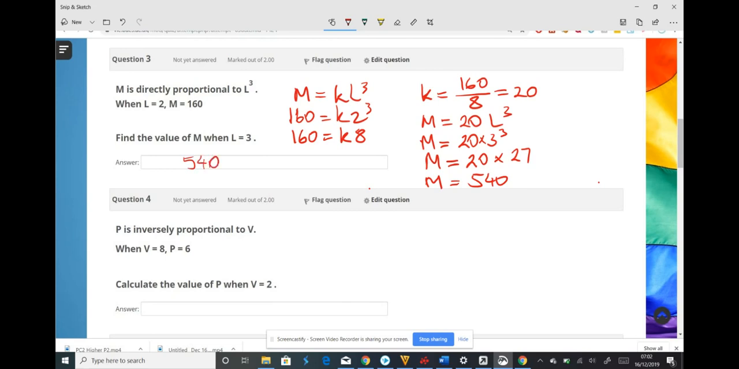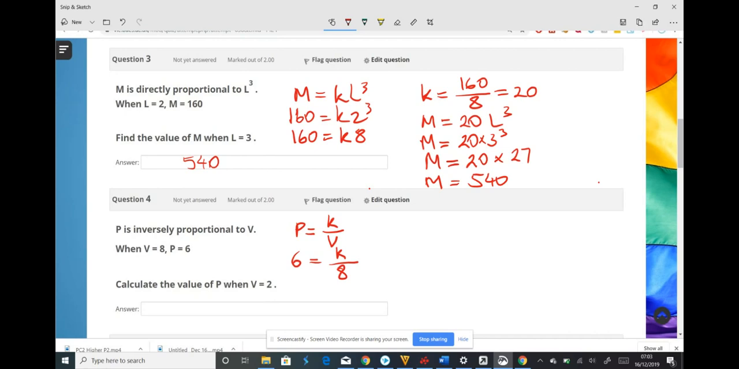In question number 4, we've got P is inversely proportional to V. So we can have P is equal to K over V, not K times V. When V is equal to 8, P is equal to 6. So 6 equals K over 8.